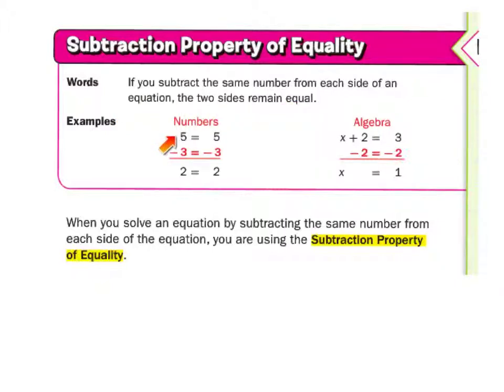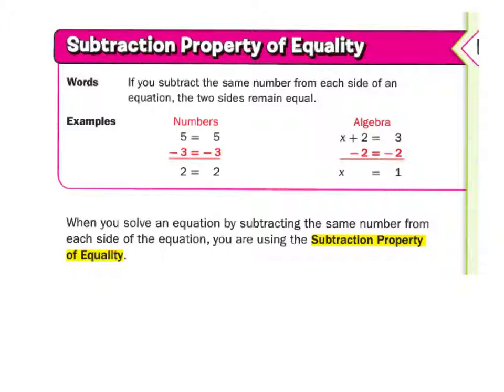Here, if we just have the number 5 equals 5, well, if I subtract 3 from one side and then 3 from the other side, then I have 2 equals 2. It doesn't change anything. Same thing is true when we have an algebra equation. If I subtract 2 from this side, I have x plus 2 minus 2. The 2 minus 2 makes 0, so I have just x left. But over here, 3 minus 2 makes 1. So then we know x is equal to 1. That's the subtraction property of equality.